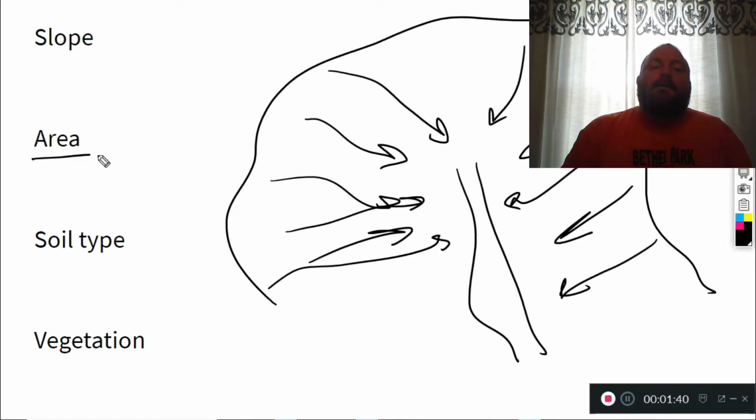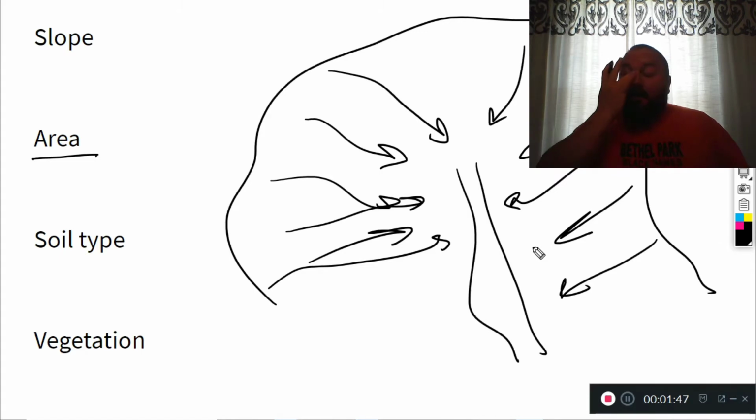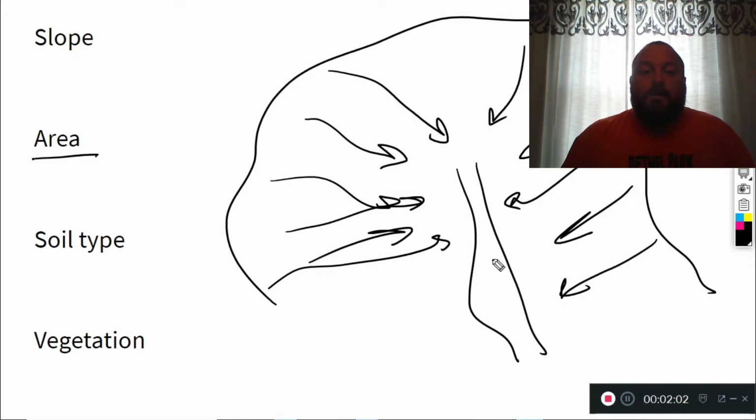The area encompassed by the watershed is another big one. The larger the area, the higher the potential for pollution happening because I have all that area draining water into the same body of water. The odds are in that large, massive amount of area, I'm going to have a higher quantity of pollution happening than I would in a smaller watershed.